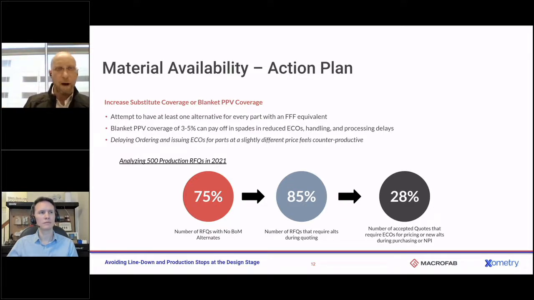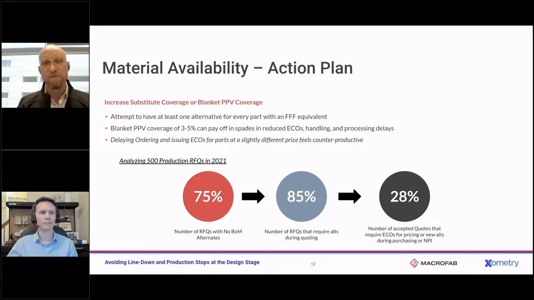And just looking at production RFQs we got in 2021, I analyzed 500 out of the whole set. 75% of those RFQs we got had no BOM alternates whatsoever. Of those that had no BOM alternates, 85%, we had to go back to the customer during the quoting process and find alternates because the materials weren't available.